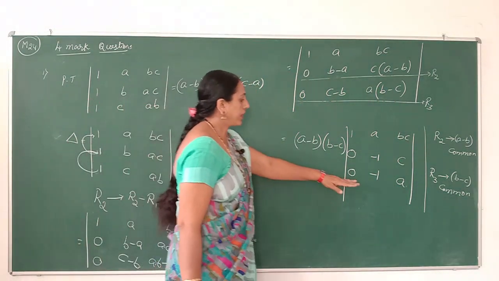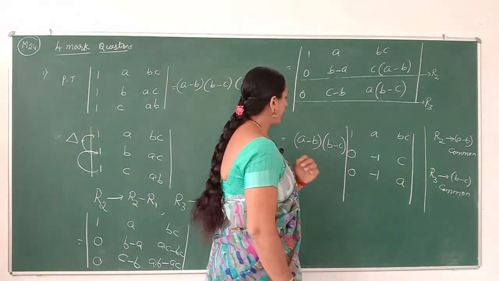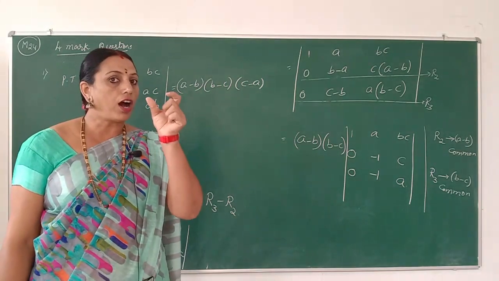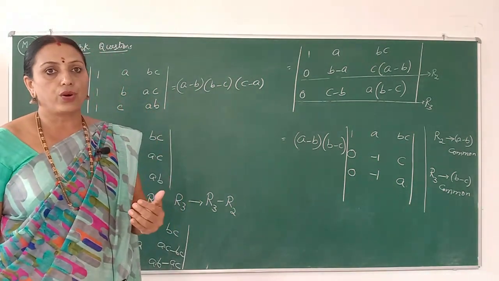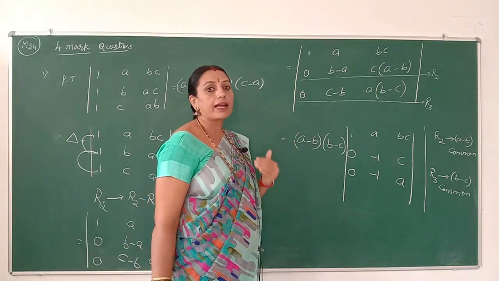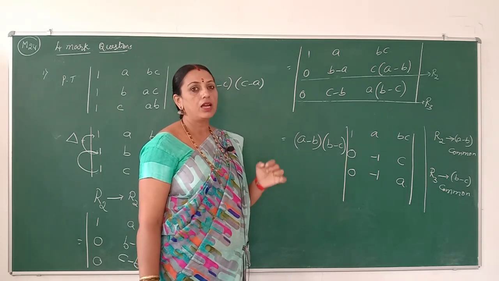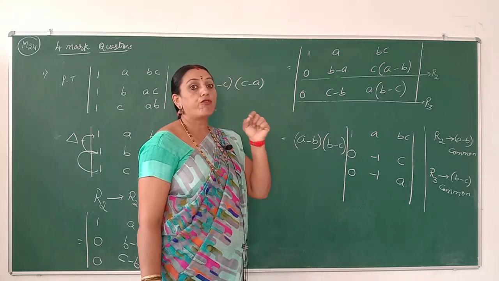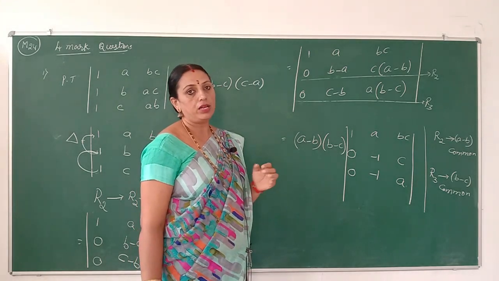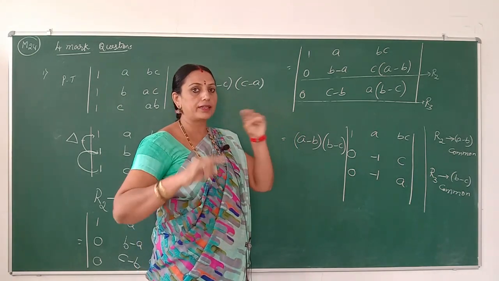Then next we'll observe the elements of R3. It's one of the properties, the last property of the determinant. If all the elements on one side of the leading diagonal are 0, then the value of the determinant is the product of the diagonal elements.